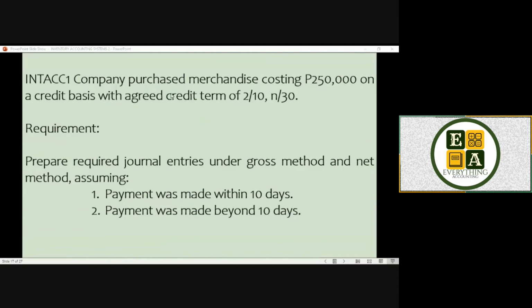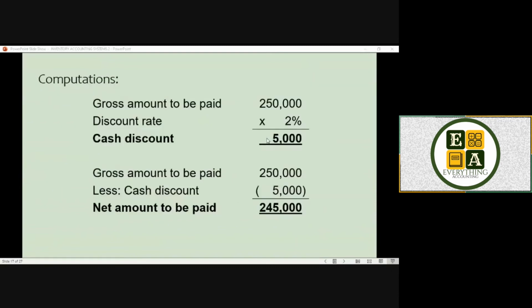Interpret natin, bumili tayo ng merchandise costing 250,000 daw, lahat-lahat. Then, credit basis, ibig sabihin, pinangutang tayo. Yung agreement daw, pag nagbayad tayo within 10 days, may 2% cash discount tayo. Pero pag nagbayad tayo, starting the 11th day to the 30th day, wala na daw pong discount na maa-avail. So, how do we record this one under both method?